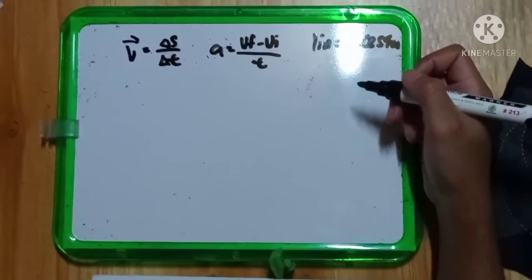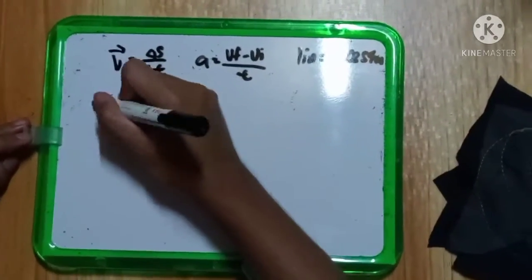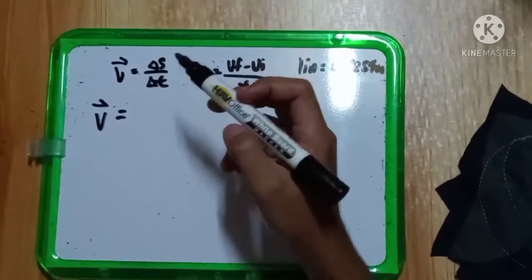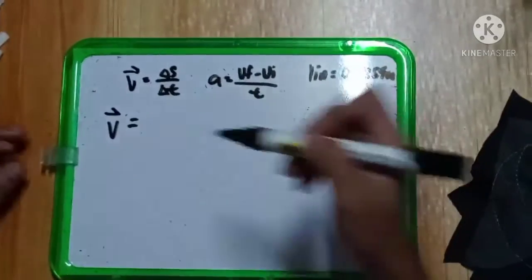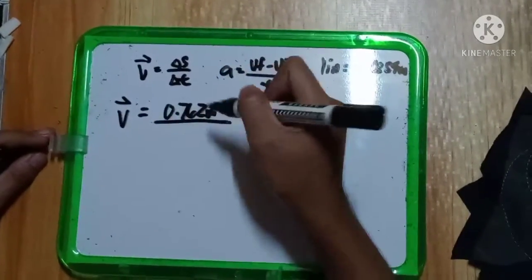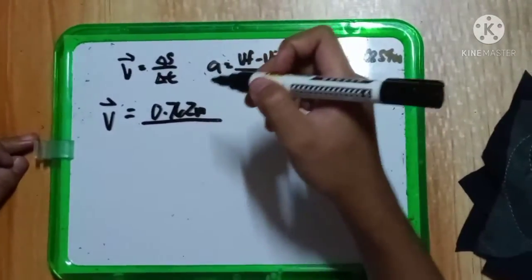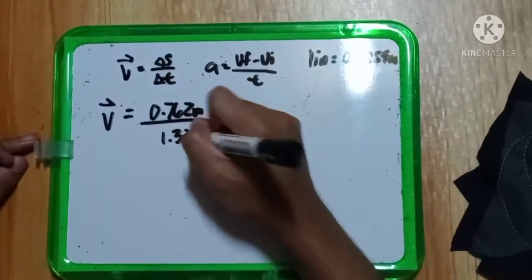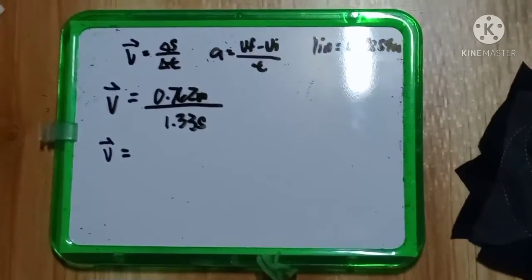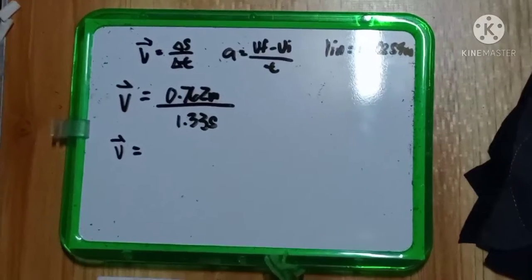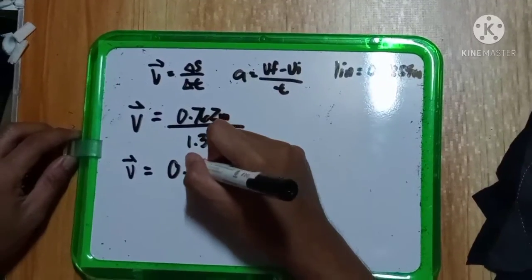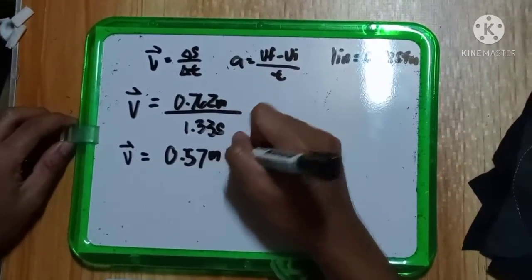Now let's find the acceleration for the fifth strip. So velocity is equal to the displacement. Let's convert the 30 inches into meters. So 30 inches is equal to 0.762 meter divided by the change of time or the average time that we got, which is 1.33 seconds. So the velocity is equal to 0.76 divided by 1.33. This would equal 1.57 meter per second.